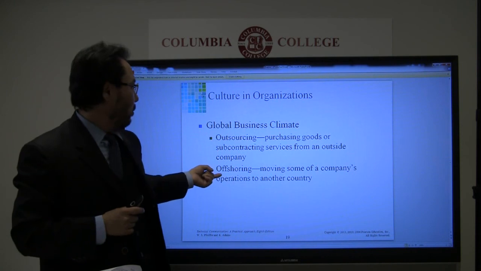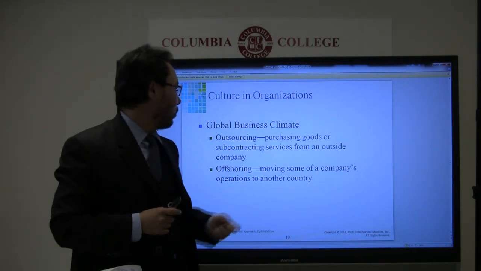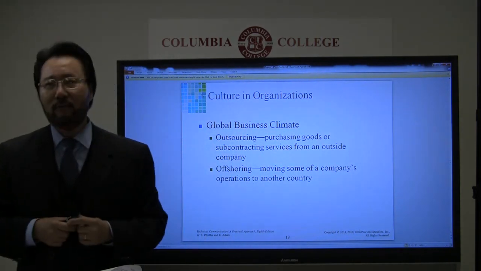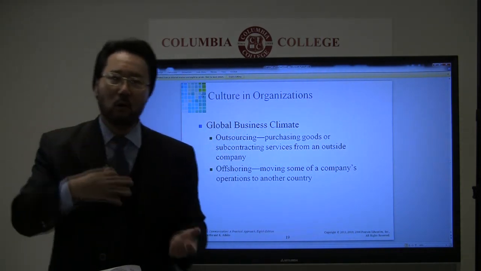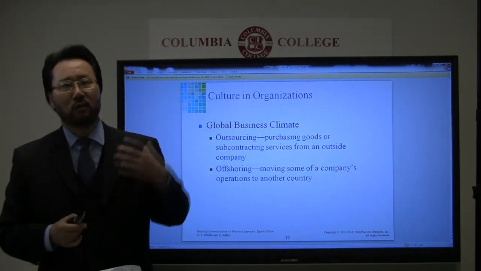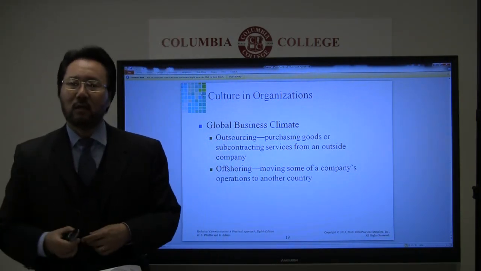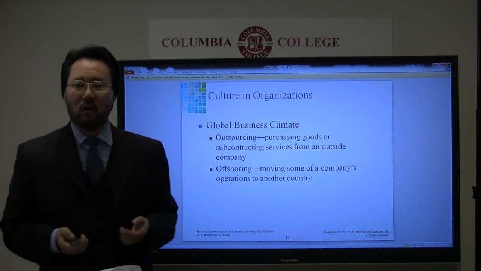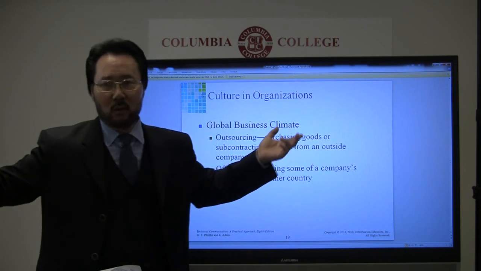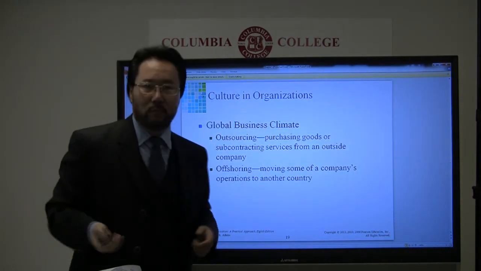And in offshoring, companies move some of their operations to other countries, sometimes because of tax benefits, sometimes because of lower labor cost. Companies would rather manufacture in China or India. All these are called offshoring. And we are doing business all over the world, which is the global business climate.